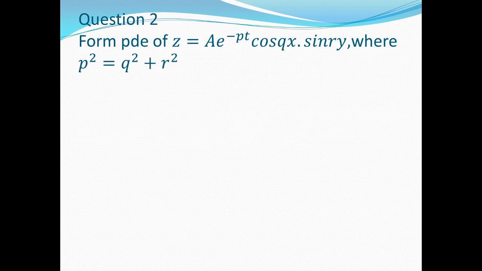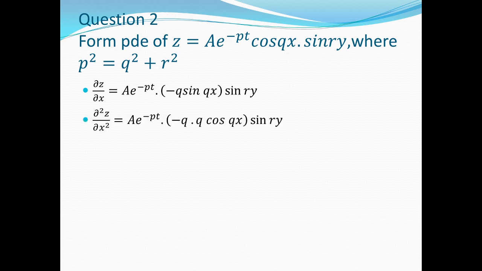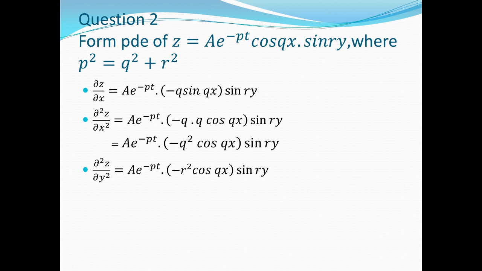Now let us consider another question. In this question, the specialty is that there is a relation involving the three arbitrary constants p, q and r. Here we have four arbitrary constants a, p, q and r. Among them, three are related. Let's see how we can do this. We find dou z by dou x, dou square z by dou x square. Similarly, we find dou square z by dou y square, also dou square z by dou t square. Now we have to eliminate a, p, q and r.